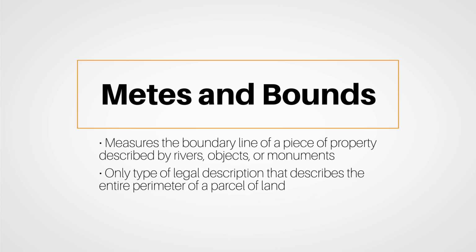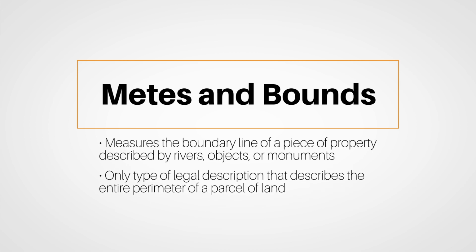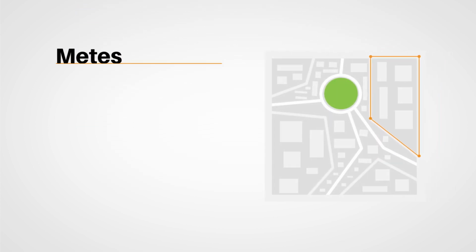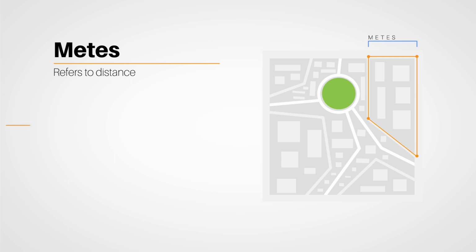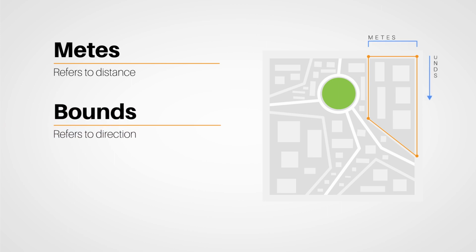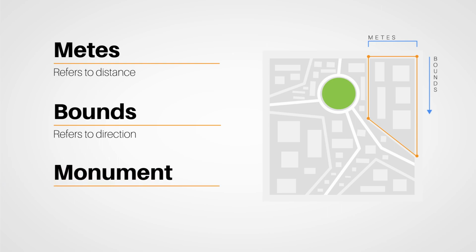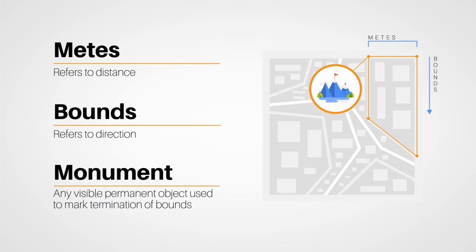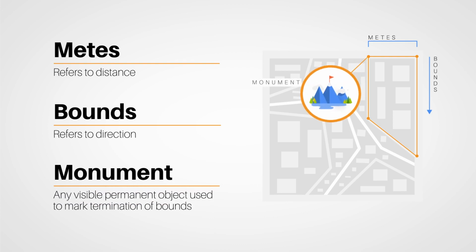That's the only type of legal description that describes the entire perimeter of a parcel of land. Simply defined, metes refers to distance and bounds refers to direction. The other important term when using the metes and bounds method is that of monument. A monument is any visible, permanent object used to mark termination of bounds and the beginning of the next call. They can either be natural or artificial.